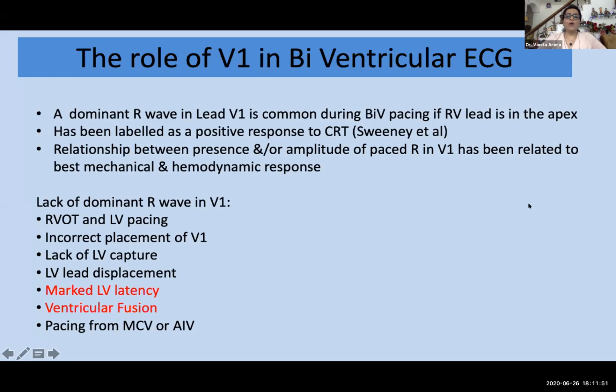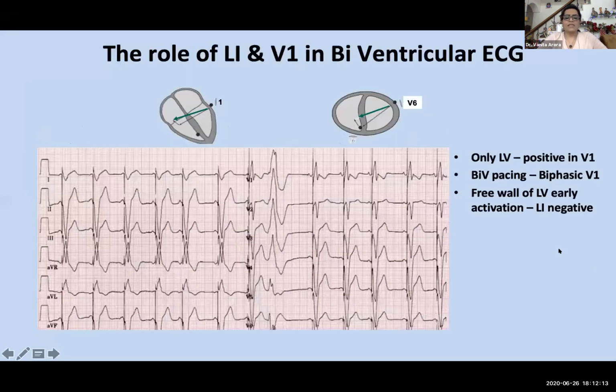In case there is no dominance of R wave in V1, we have to look at various parameters: whether there is an incorrect placement of V1, whether there is lack of capture of the LV lead, whether there is a displacement of the LV lead, whether there is marked LV latency, whether there is ventricular fusion, or whether the pacing is from the middle cardiac or the anterior vein. We'll discuss it in detail. And these two leads are actually the most important leads which we have to look at.